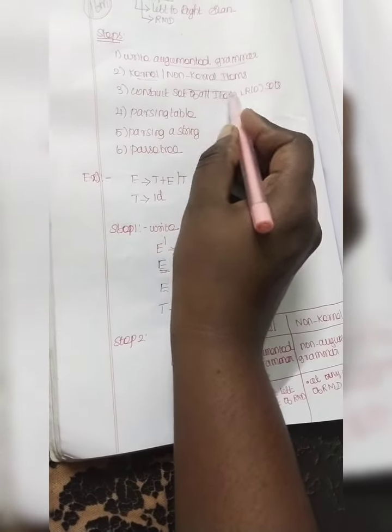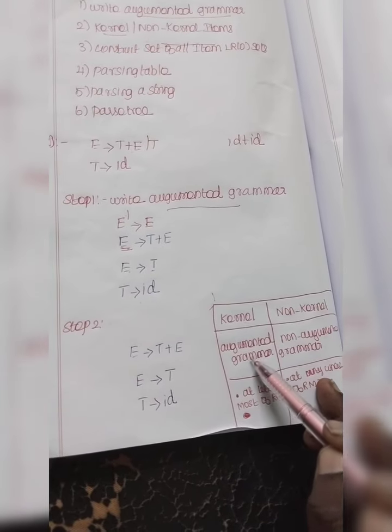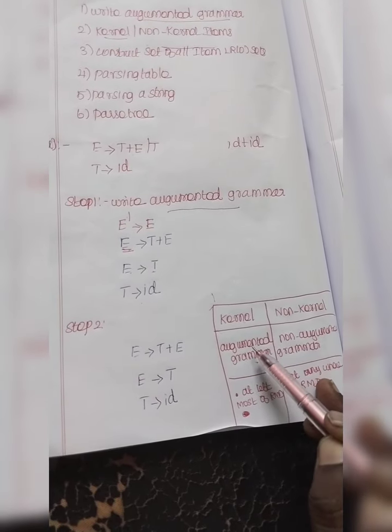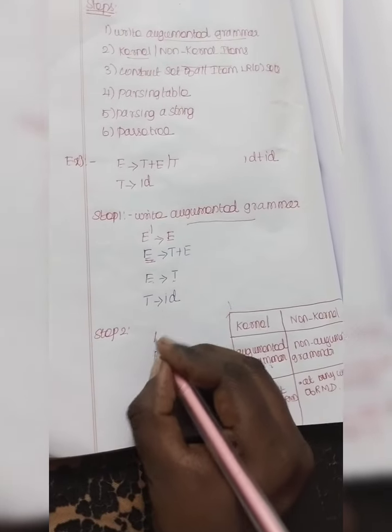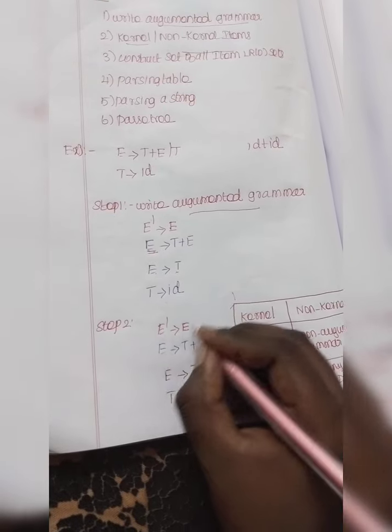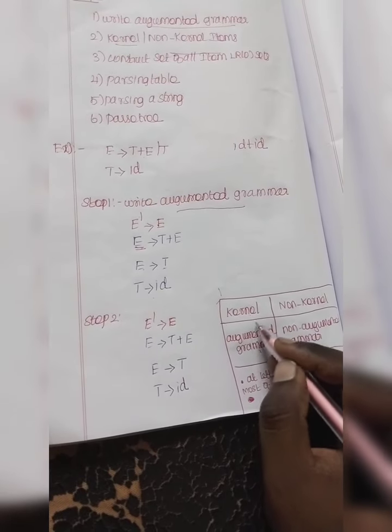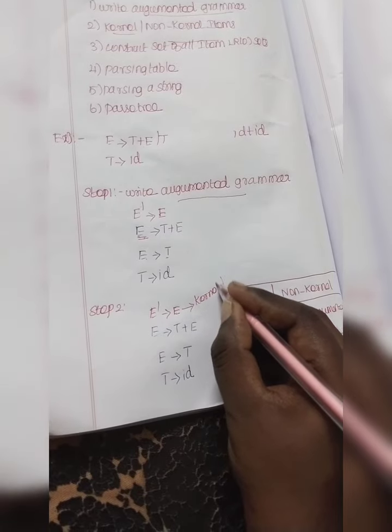Next, step 2: write kernel and non-kernel items. What is kernel and what is non-kernel? Kernel means the augmented grammar is called a kernel. Here, what is the augmented grammar? E dash tends to E. This is the augmented grammar, so this is a kernel.